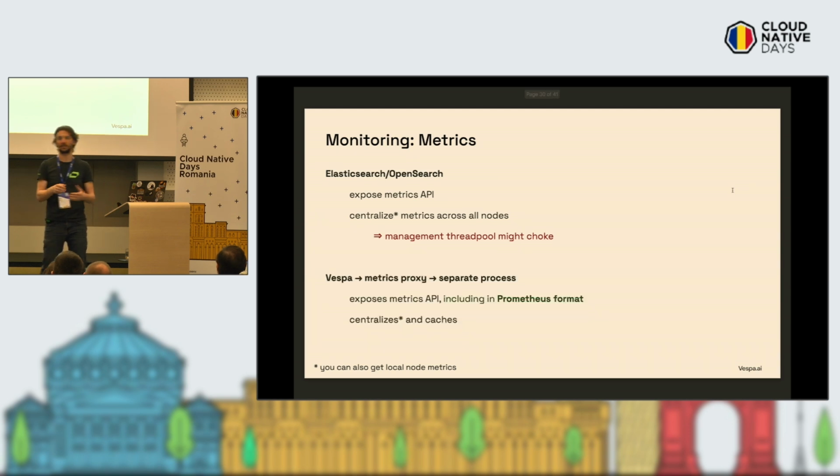With Vespa, this is yet another service. It's called the metrics proxy, and it exposes metrics in Prometheus format as well.